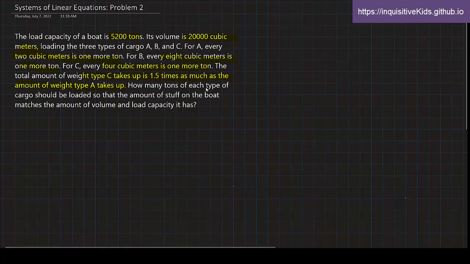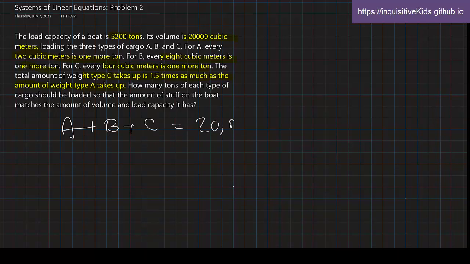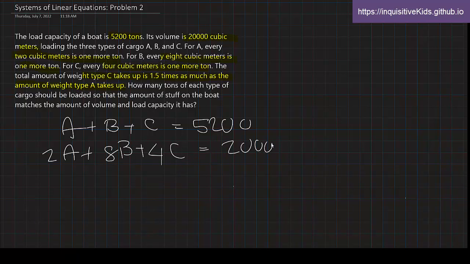All right, let's first see what we know. So A plus B plus C, we could just use those as variables, is equal to 5,200, right? And we also know that 2A plus 8B plus 4C is equal to 20,000. So that's what we know. But the problem is we have only 2 equations and we have 3 variables. So we need to eliminate one of them in some way.